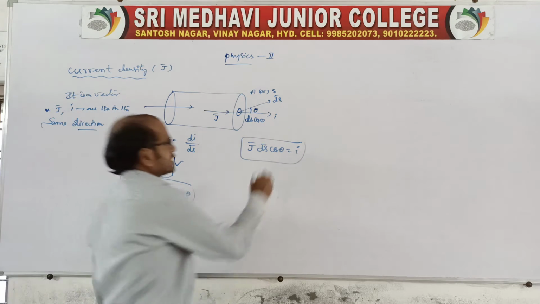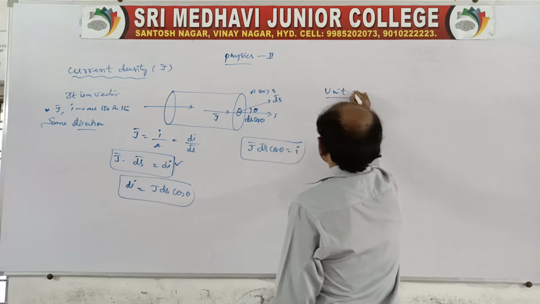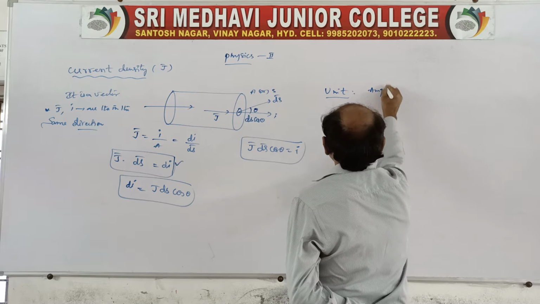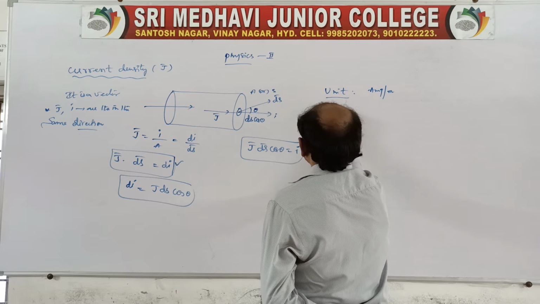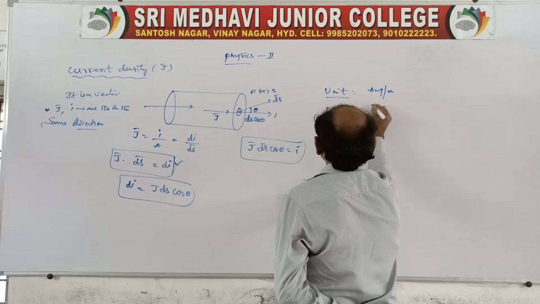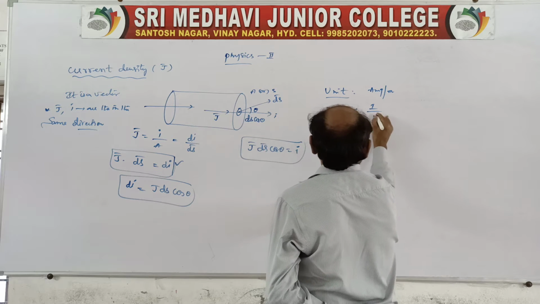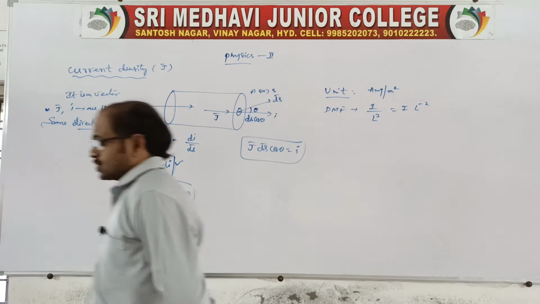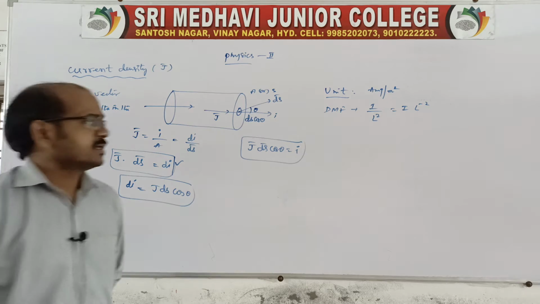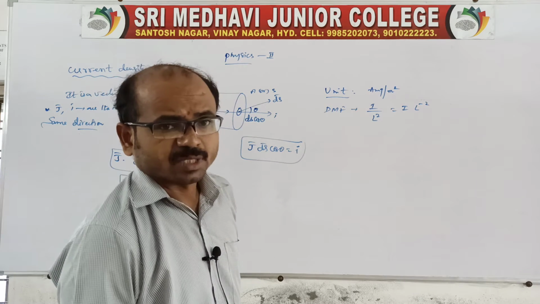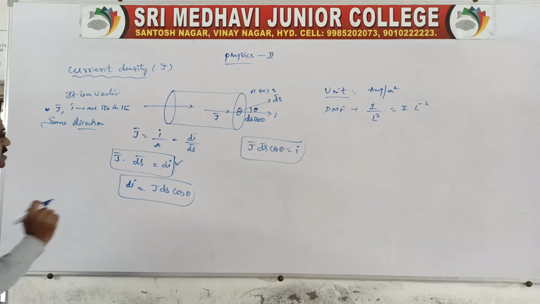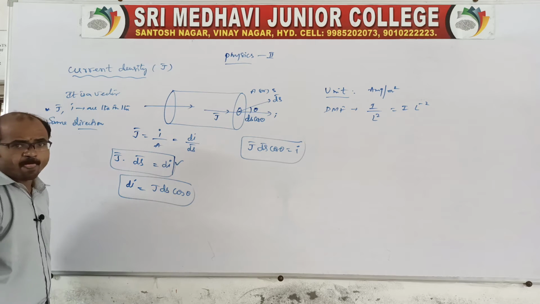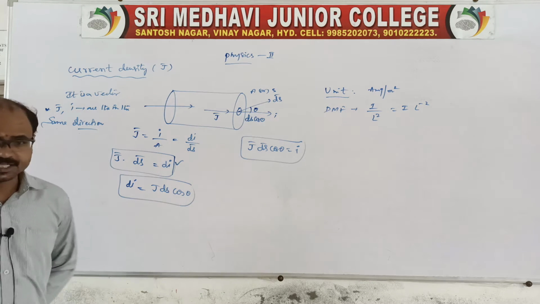And what about the units? We'll move to the units for current density. Current per unit area, so it is ampere per meter square. And the dimensional formula: I we know, and area is L square, meter square, so it is I L power minus 2. This is the current density units and dimensional formula. So J bar is the current per unit area of cross section, or di by ds bar, which is the current density relation.